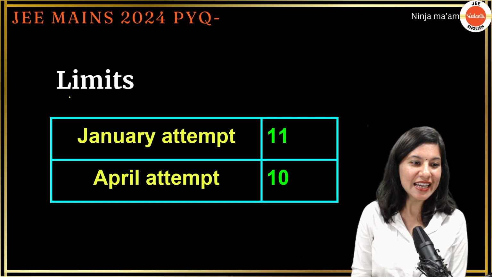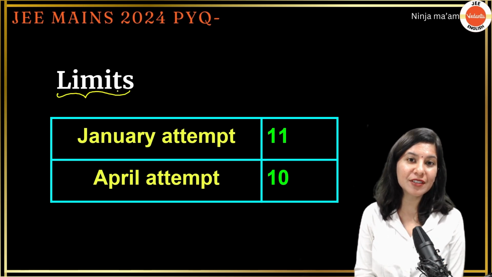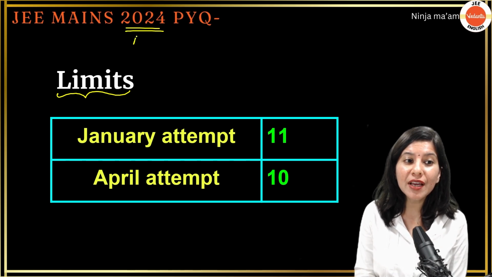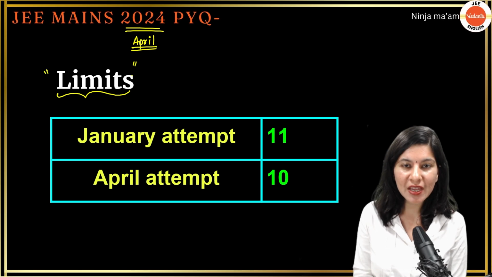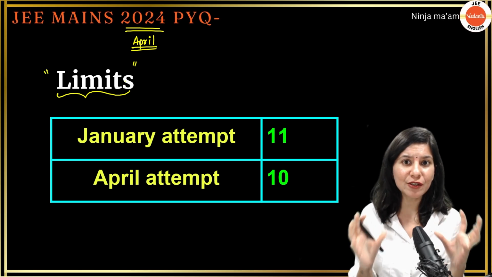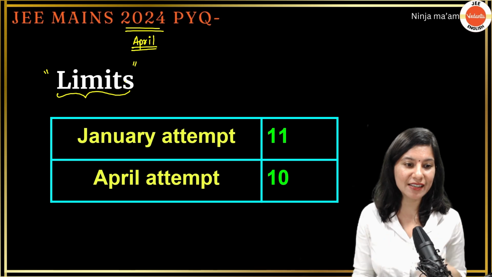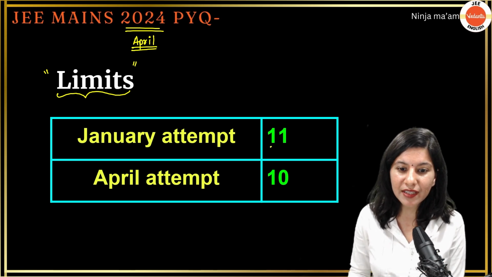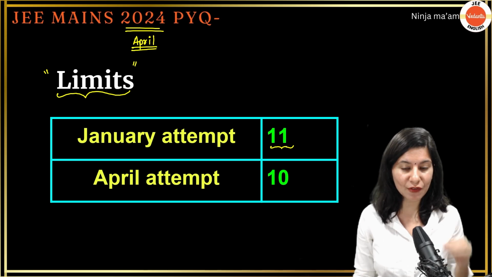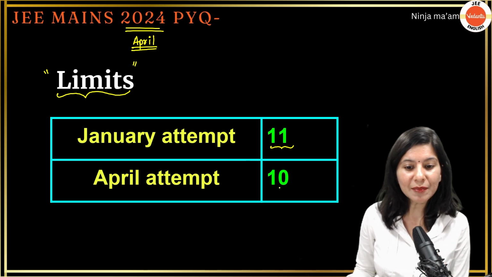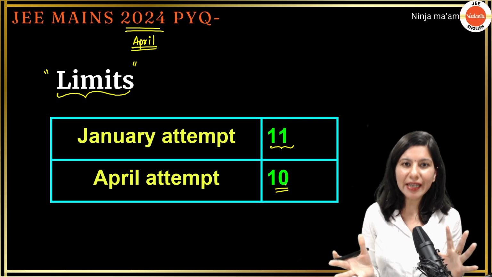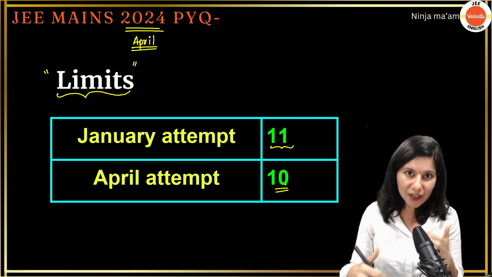As you can see, in this session we are going to cover all the PYQs from JEE Main 2024 April attempt from the chapter limits. I have the stats of the limits chapter with myself. You can clearly see that in the January attempt of JEE Main 2024, 11 questions were asked from this chapter, and from the April attempt 10 questions were asked. So approximately 10 to 11 questions you can expect in your next attempt.